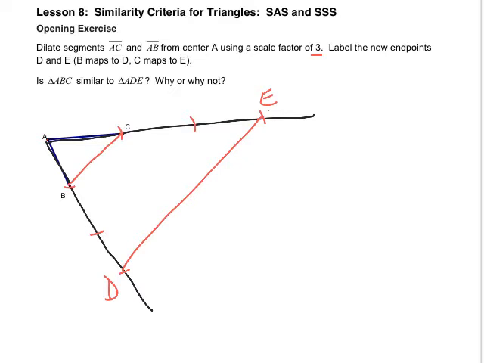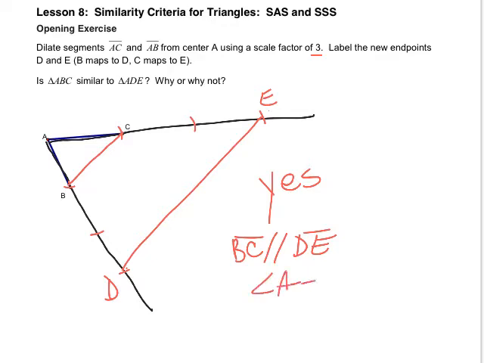Well, that answer would be yes, because we know that when we map lines like BC is going to be parallel to DE, which means we have corresponding angles are congruent. So we know angle A is congruent to angle A, and then we could choose another pair, and we know they are congruent. So we have angle-angle similarity. Angle 1 is also congruent to angle 2.